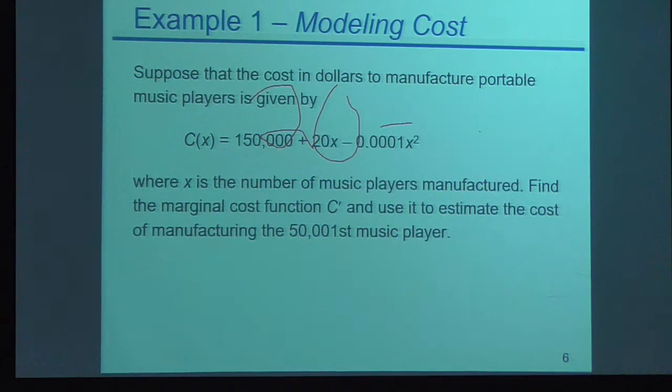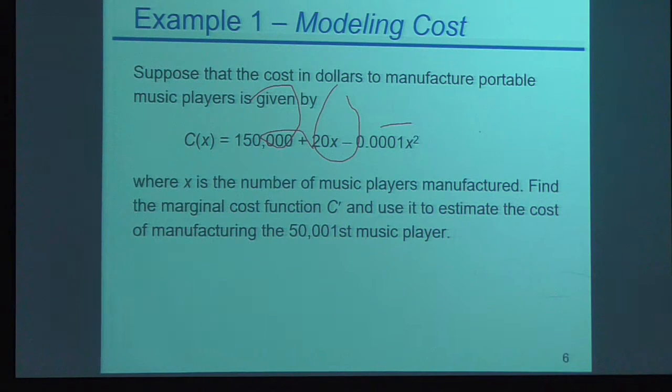20 minus 0.0002x, right? And that tells you the cost of producing the item, right? So that tells you that the cost depends on x, right? Because it was 0.0002x, right? So the cost is not constant, whereas in the last example it was, right?